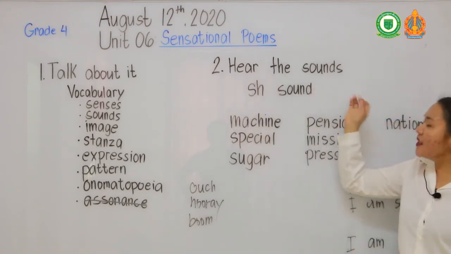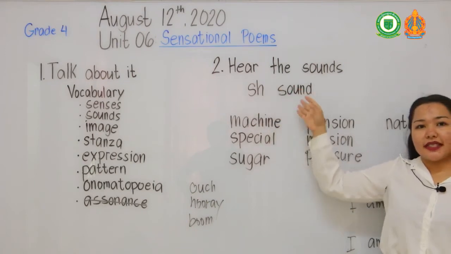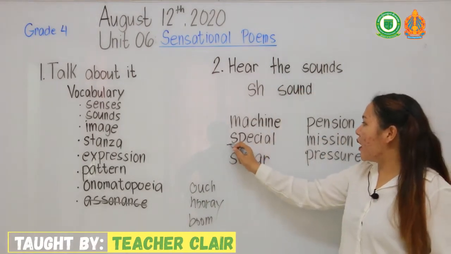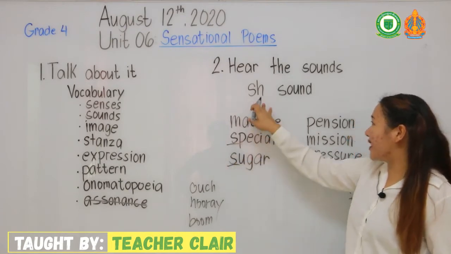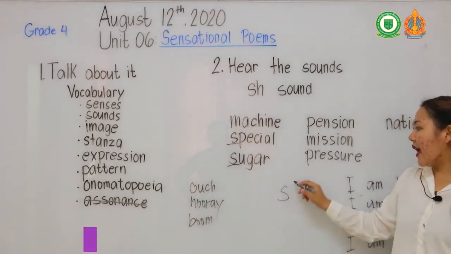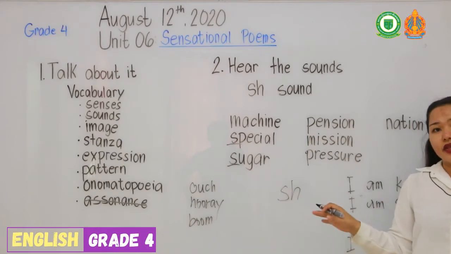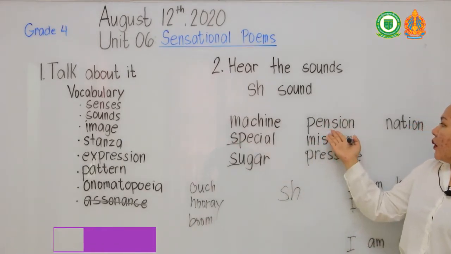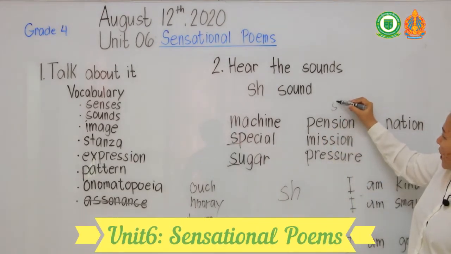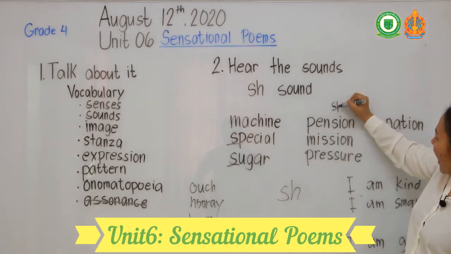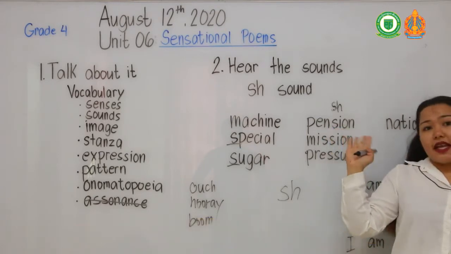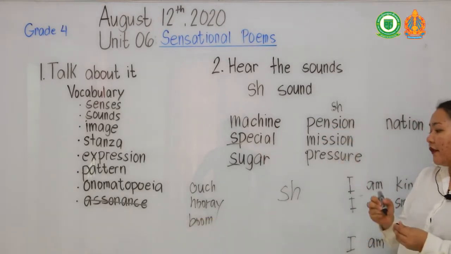Hear the sounds. We have your sh sound. There are different ways for us to write this sound. It doesn't always have to be S and H. For example, in here, we cannot see the letters S, H, but we can still hear the sound here. So there are different ways.